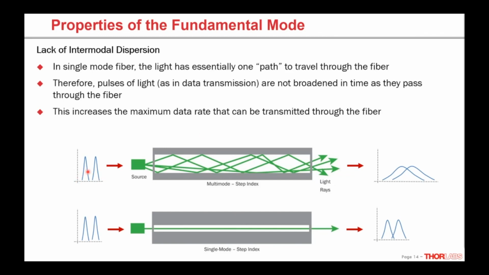If you send 2 pulses into the multimode fiber, each one of them tends to get broadened in time, even if they're at a single wavelength. So what you get at the other end might look something like this, where now it's pretty hard to differentiate those 2 pulses on the detector side. Whereas on a single mode fiber, the path length is the same. There's only one path length. So we don't see any of this intermodal dispersion where different modes show up at the other end of the fiber at a slightly different time.